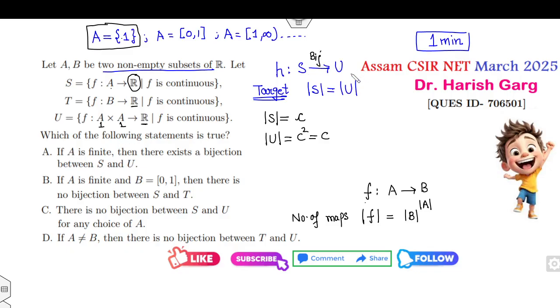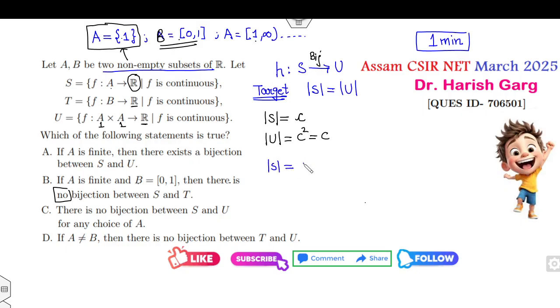But because this is one example, we can't be certain about this problem, because if you take A as another case, then we may discard them. Look at the second option. If A is finite, I can choose A as this case, and B as [0, 1]. The option says there exists no bijective map from S to T.